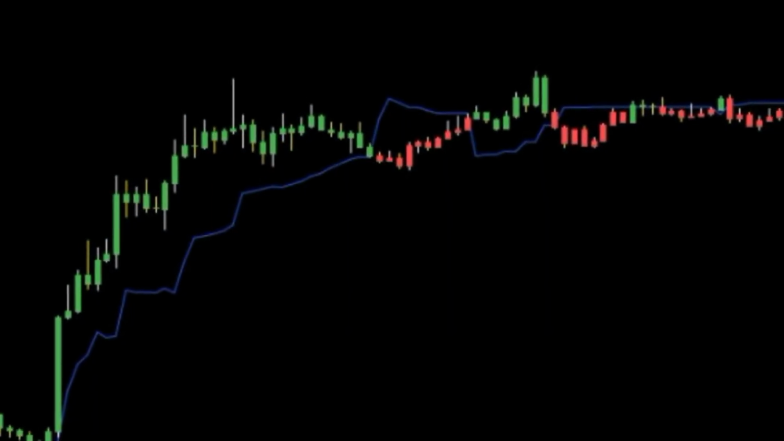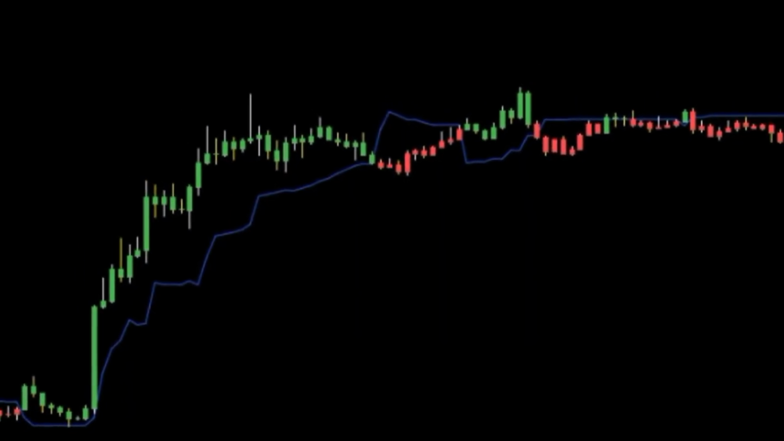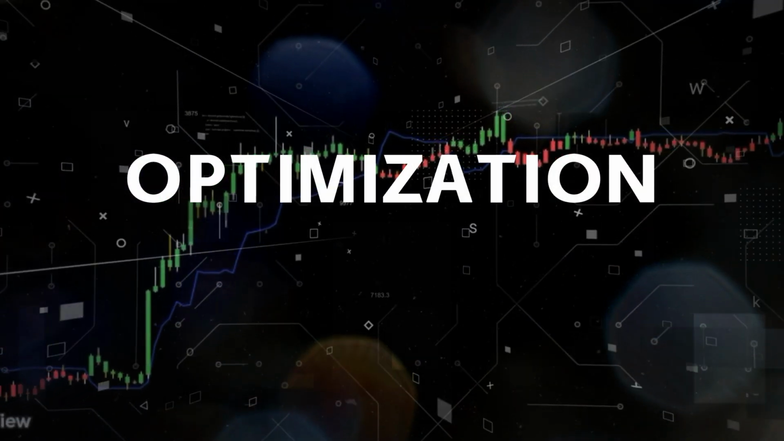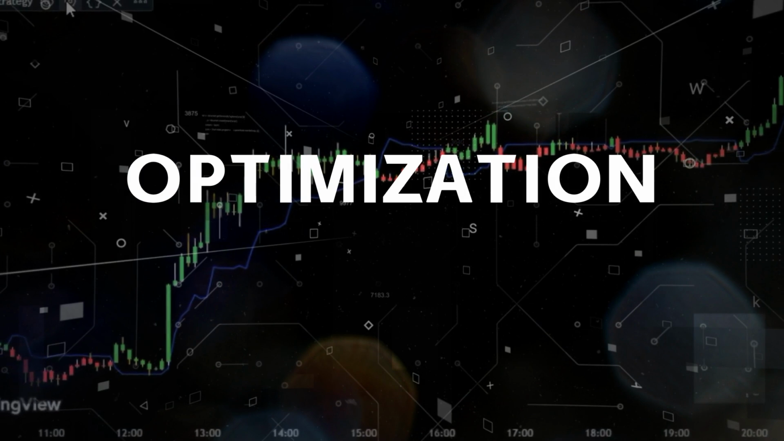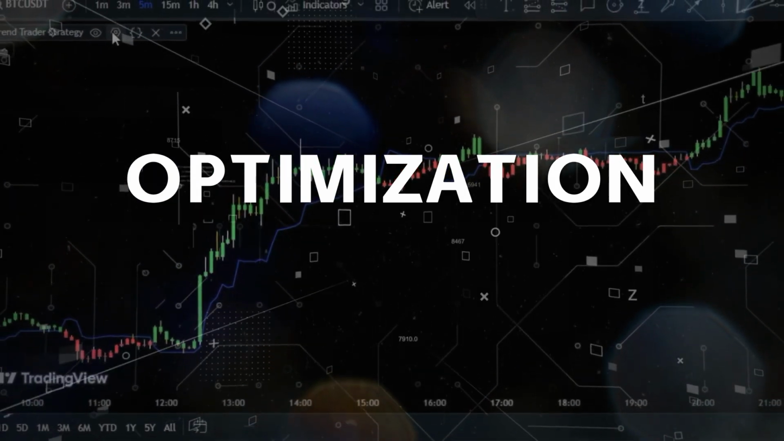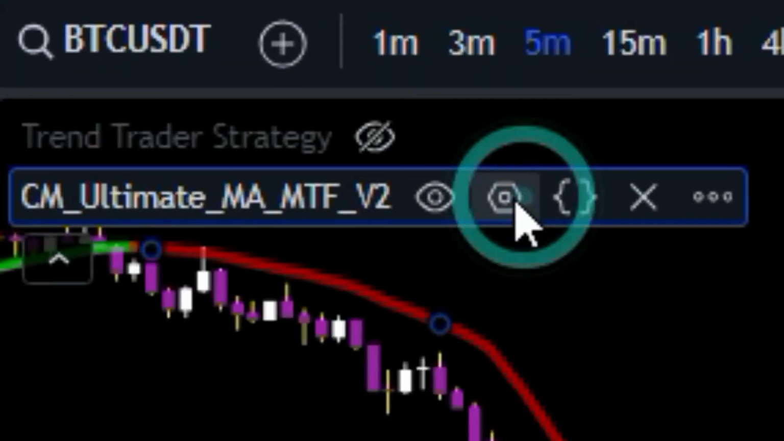Now that we've got the CM Ultimate MAMTF indicator on our chart, it's time to fine-tune it for peak performance. To find the trend direction accurately, we need to make a few adjustments to the settings. So follow my lead and let's optimize this bad boy together.